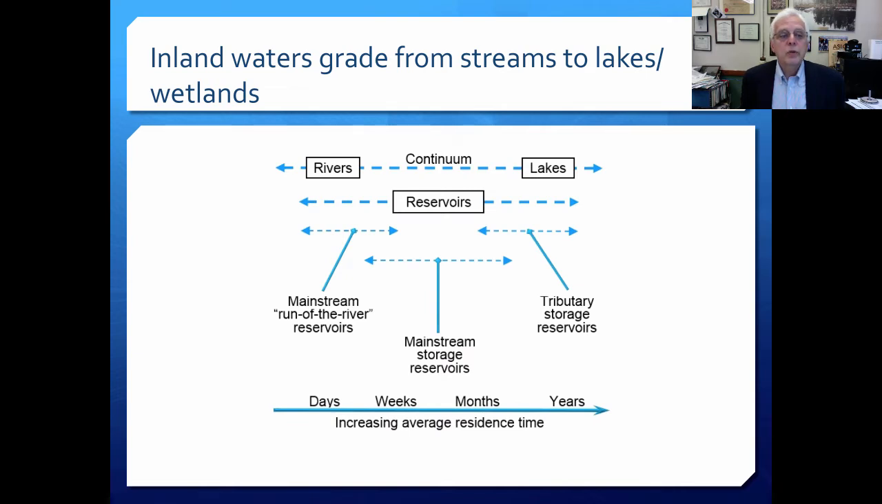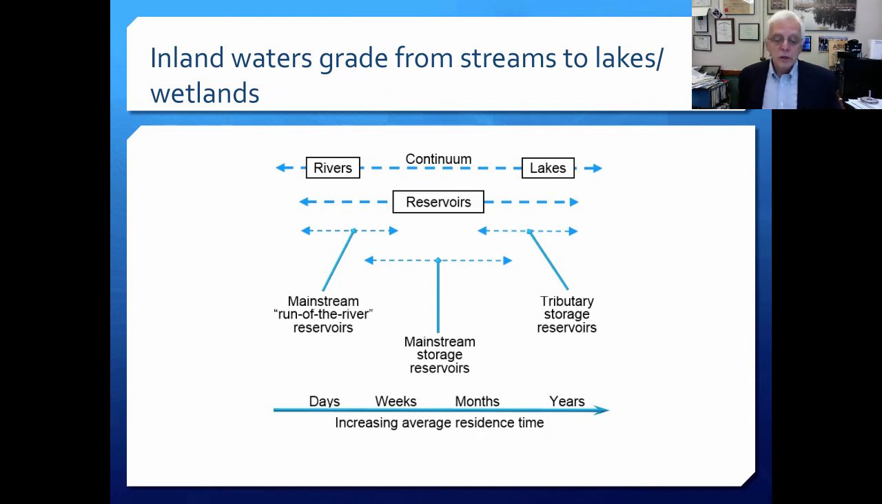Inland waters tend to grade from streams to lakes to wetlands, and here's another way of looking at this. On the left-hand side you see rivers, on the right-hand side you see lakes, and there's a continuum of exchange. Somewhere in the middle between rivers and lakes you'll find reservoirs, or what I call impoundments, and these are areas where rivers have basically been dammed up and the water's been held back. So on the bottom of this graph you see an arrow that shows increasing average residence time.